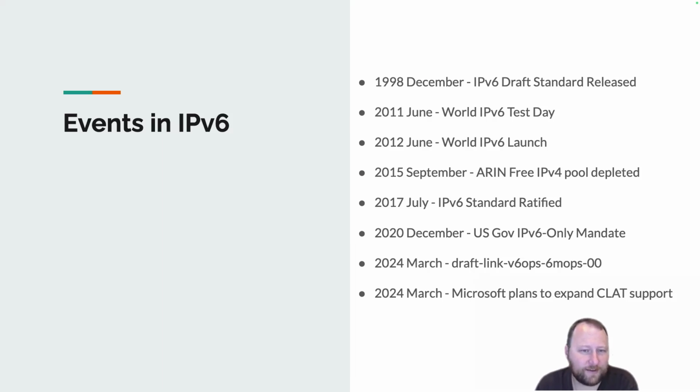And in March, we had a couple of things that I think are fairly important. There's an IETF draft about IPv6 operations. It's actually really useful to look at if you're looking at IPv6-only networks. It details a lot of the problems you might run into, some design compromises you might run into. And another thing that happened in March is that Microsoft plans to expand CLAT support. I'll talk a little bit more about that later. But in a timeline, we've been working on IPv6 for a long time, and we're kind of to the point of, well, why aren't we there?